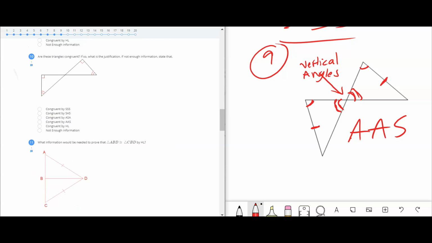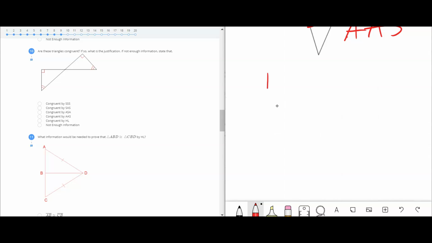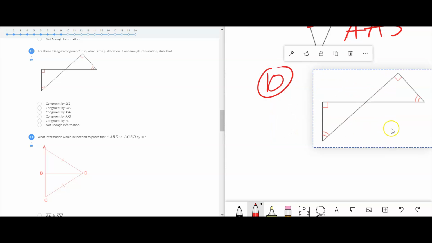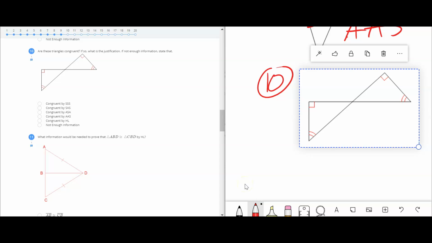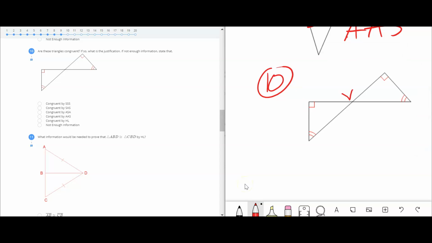Now let's test what we just did on number 10, okay? I'm going to take that picture, put it over here. On number 10, do I have an X shape? Right there, yes, those are called vertical angles. And if they're vertical, I'm going to have to label the angles with an arc and with an arc, okay? So let's go along the edge here. I got angle, angle, angle, angle, angle, angle.